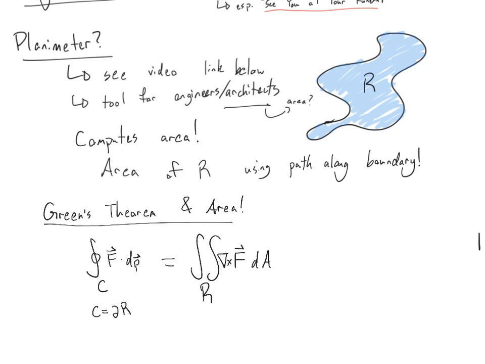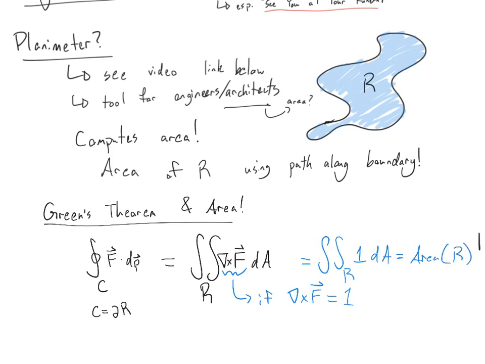And so the key thing, the way you can make this relate back to area, is if nabla cross F, if the scalar curl is 1, then this is just the double integral over R of 1 dA, which is the area of the region R. So if you can come up with a vector field F for which the integral on the left is easier than computing the area, then you can compute the area by computing this flow over this path, the boundary C. And believe it or not, these planimeter tools that I will send a link to, they actually do this on the fly. You just draw a little loop and they will compute the area inside of it.